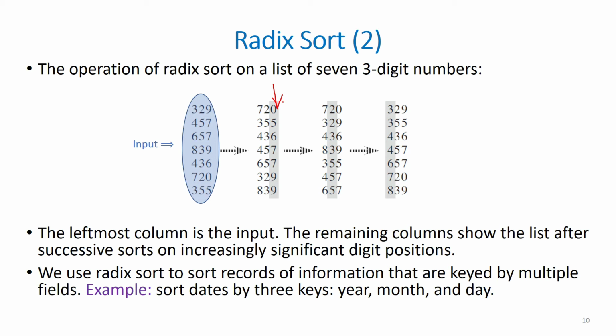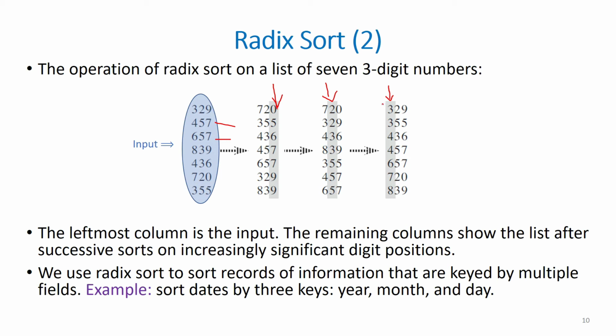In other words, the digit 7 corresponding to number 457 appears before the digit 7 of number 657 in the actual input. This order should be maintained even after sorting them in the leftmost column. So we see that 457 appears before 657. After sorting the leftmost column, sort the numbers using the middle column. Finally, sort the numbers using the rightmost column. What we have in the end is a final sorted list.